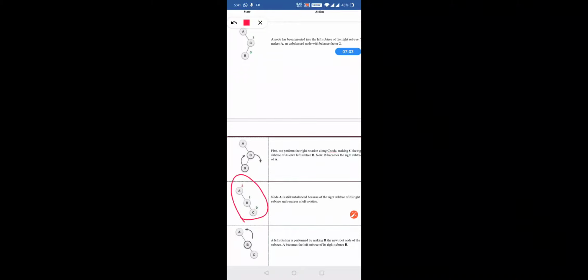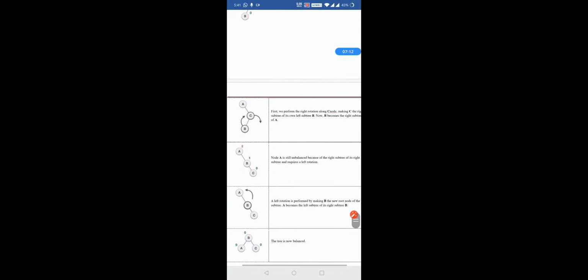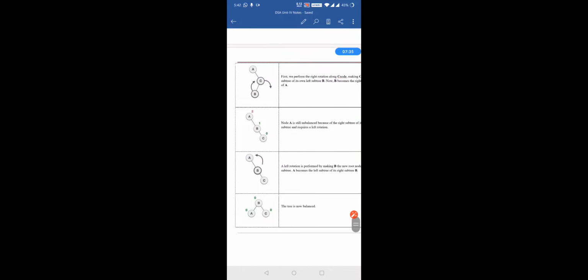We can see over here, C is at the bottom level, B is at the intermediate level, and A is at the top level. Still this particular tree needs balancing because it still has an unbalanced node. So now we will do the left rotation because your unbalanced node is present over here. So we will do the left rotation and A will be at the bottom level. After taking it to the bottom level, the tree becomes balanced now. So this is the balanced tree now.